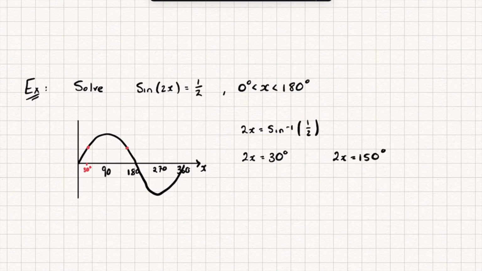Now we've got these 2 solutions, remember we're solving sine of 2x. And so if I was to try and sketch out sine of 2x on the graph I've got now, it's going to be twice as compressed, isn't it? It's going to be half as long as it was before. It's going to look something like this.